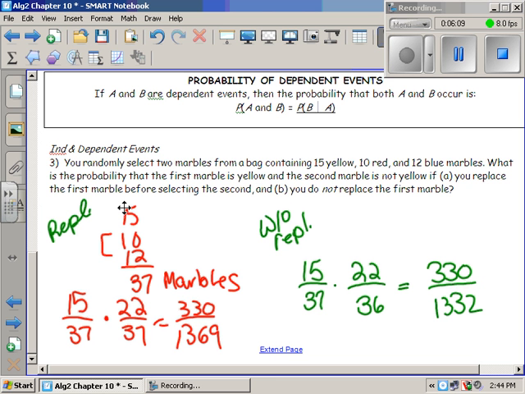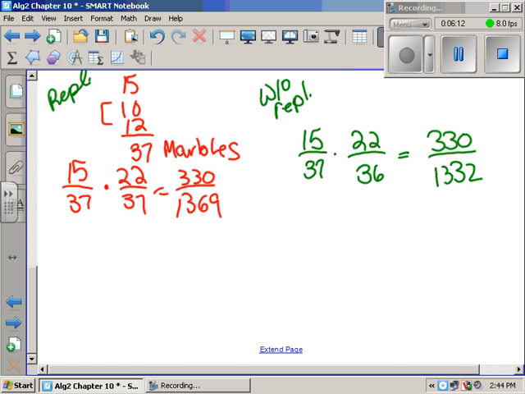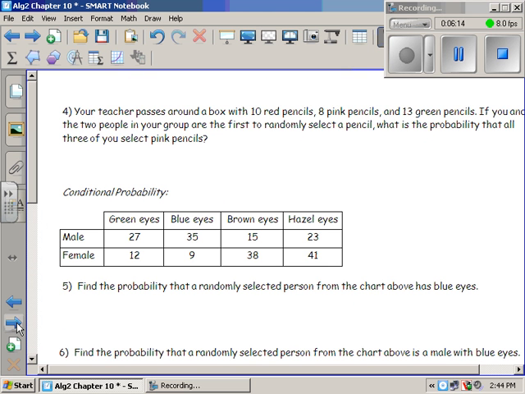All right, and the second example: the teacher passes around a box with 10 red pencils, 8 pink, and 13 green, and you and the other 2 people in your group are the first to randomly select a pencil. What's the probability that all 3 of you selected pink pencils? Well, it's without replacement, because obviously if you're taking a pencil, you're not going to just put it back. You're taking a pencil to actually use it. So we're going to calculate this without replacement. So the total, there are 31 pencils, 8 plus 13 plus 10.